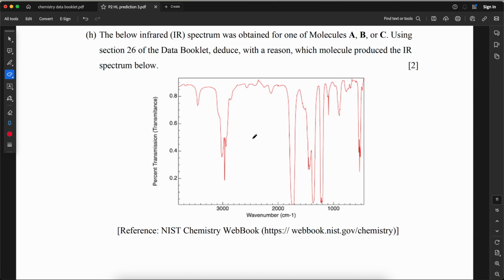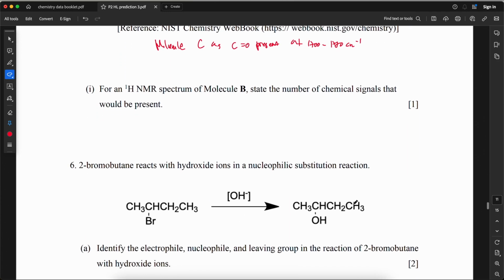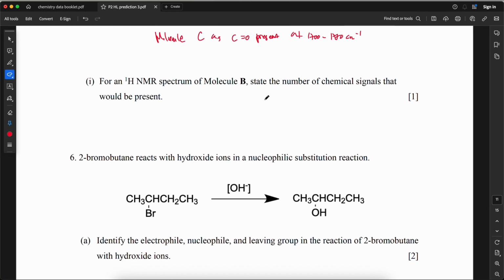The below infrared IR spectrum was obtained for one of molecules A, B, or C. Using section 26 of the data booklet, deduce with a reason which molecule produced the IR spectrum below. So there is 1,700 to 1,750, which is C double bond O. So that would be molecule C, as C double bond O is present at 1,700 to 1,750 cm^-1, which is ketone. For the 1H NMR spectrum of molecule B, state the number of chemical signals that would be present. So molecule B is CH3CHOHCH3. So this and this would be the same. And this is B and this is C. That would be three signals.